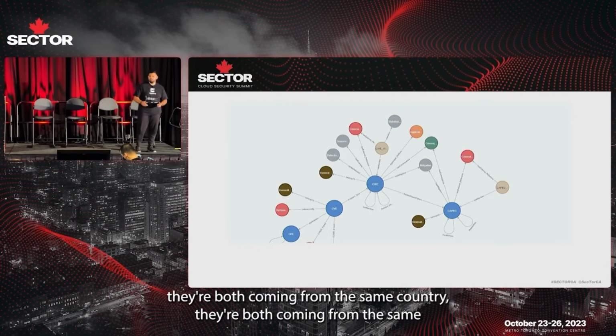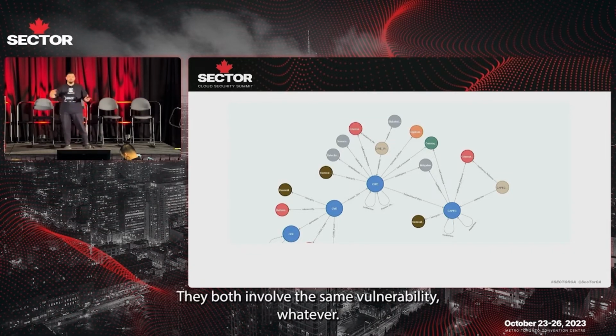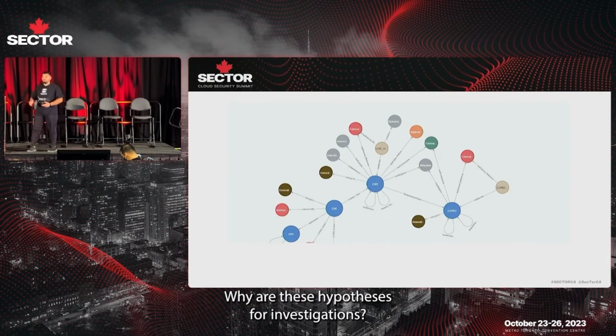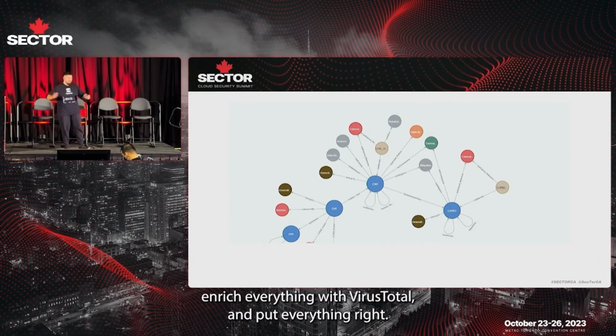To do the clustering model, we talked about possible joining logic. They're both coming from the same country. They're both coming from the same IP range. They're both coming from the same operating system. They both involve the same vulnerability, whatever. Why are these hypotheses for investigations? Don't do that. Don't wait until you enrich it with VirusTotal. Enrich everything with VirusTotal and put everything in.